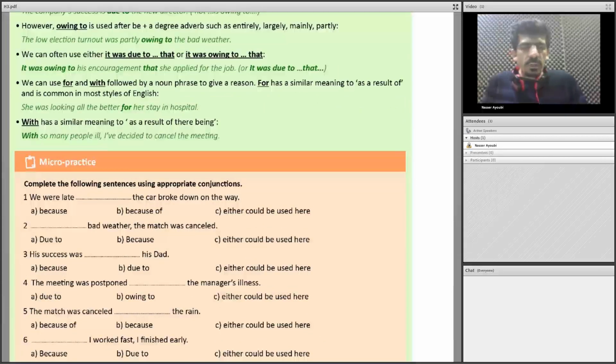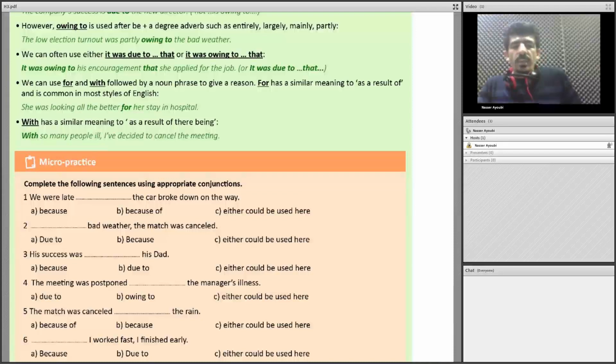Well, next part, we can use "for" and "with" followed by a noun phrase to give a reason. "For" has a similar meaning to "as a result of" and is common in most styles of English, formal, informal. She was looking all the better for her stay in hospital, as a result of her stay in hospital. Or we can say, we couldn't afford to borrow money to buy a house for the rise in interest rates.